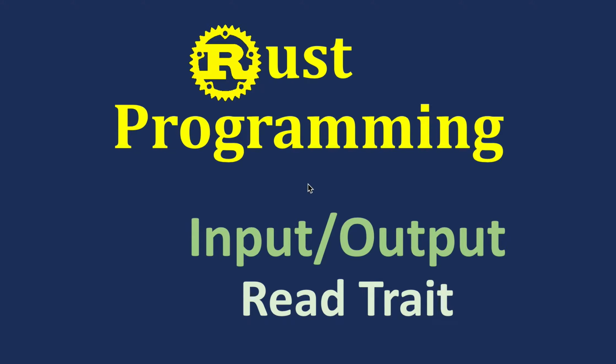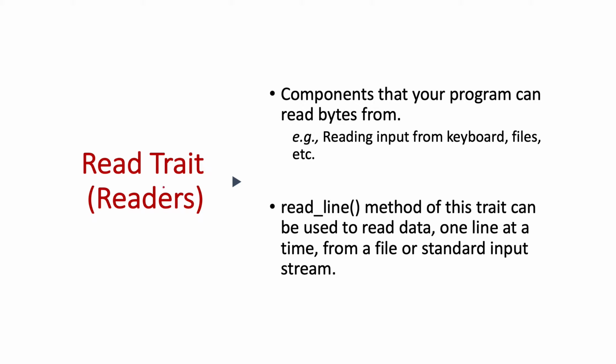Continuing our discussion on input and output libraries in Rust, in this lesson we will study the Read trait. Read traits are also called readers, and these are the components that your program can read bytes from, for example, reading input from the keyboard or files. These are examples of readers, or types that implement the Read trait.